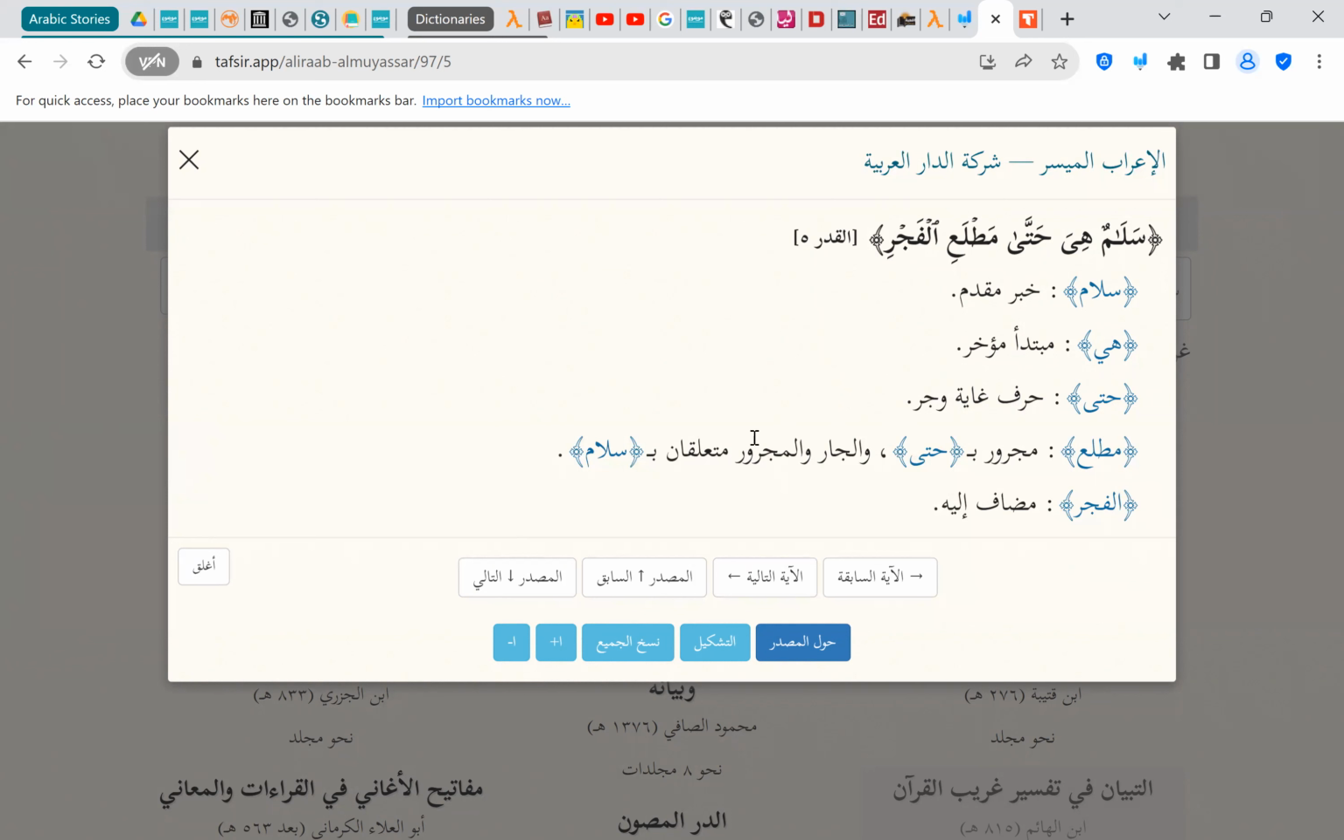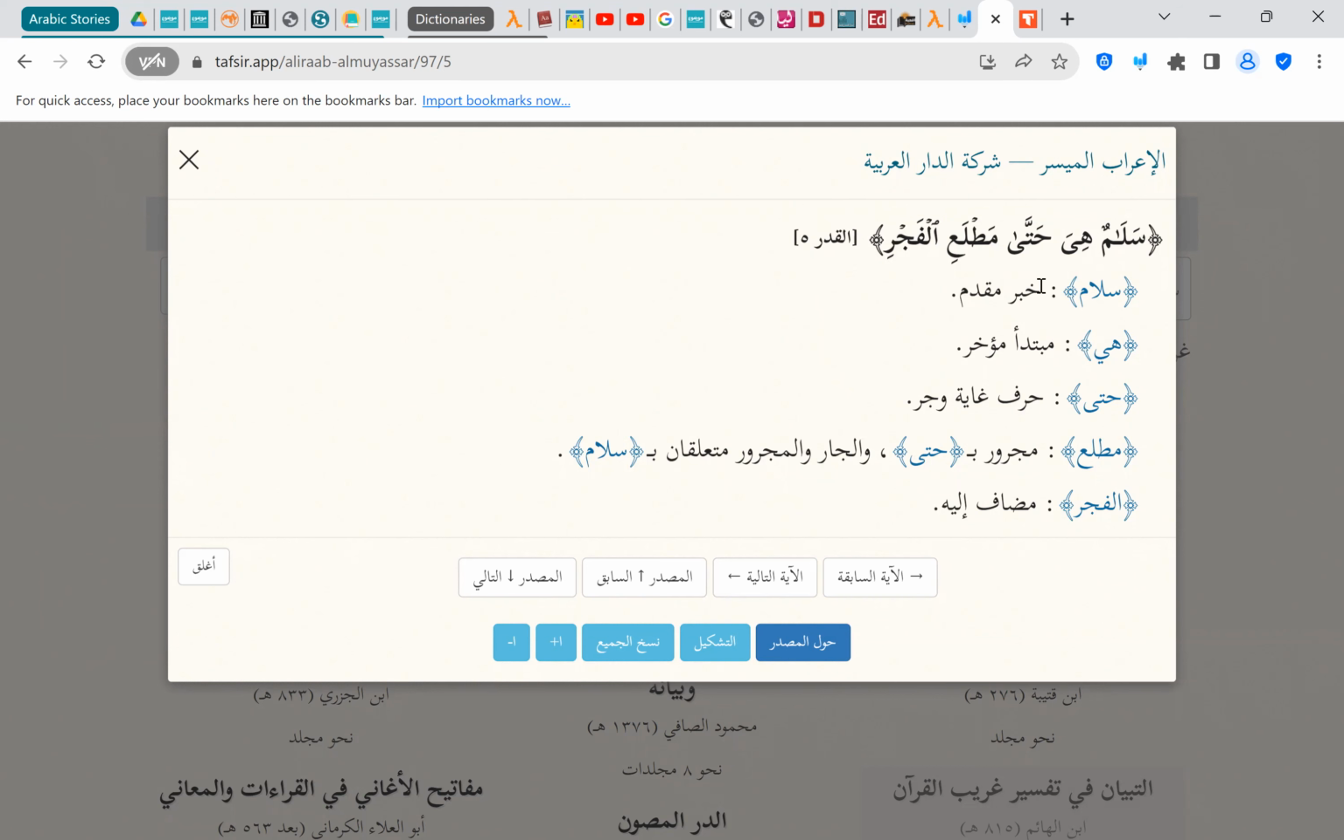So والجار والمجرور متعلقان بسلام. Basically this whole إضافة here would be متعلق to سلام. سلام is the مبتدا. Here is a خبر, or you can look at here as ضمير الفصل. And then this will be the متعلق. Yeah, I made a mistake there.